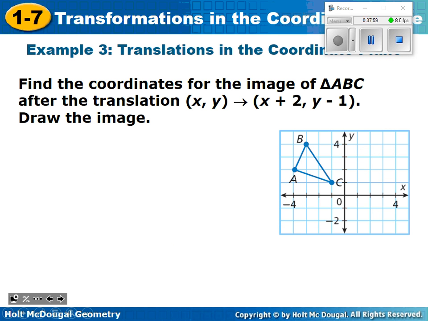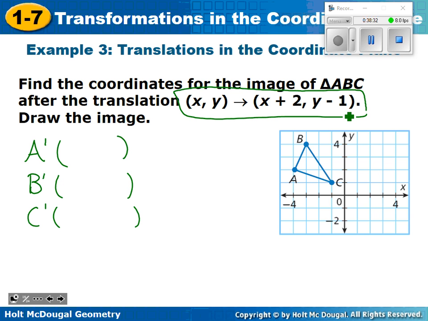Everybody with me here? It says find the coordinates for the image of triangle ABC. It says find the coordinates for the image. So on your paper, this is what you're going to have to list. A prime's coordinates, B prime's coordinates, C prime's coordinates. They're going to give you A, B, and C in the picture. And then it says draw the image. So then you'll go to your graph paper and you'll draw the new image. Okay? So look at the rule that they give you for the translation. It says X plus 2. What does that mean we're going to do to every point on our graph?